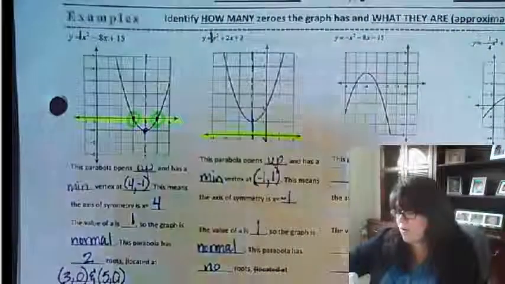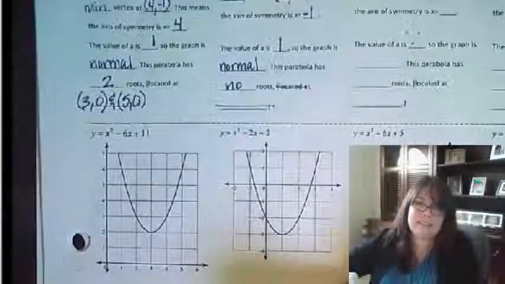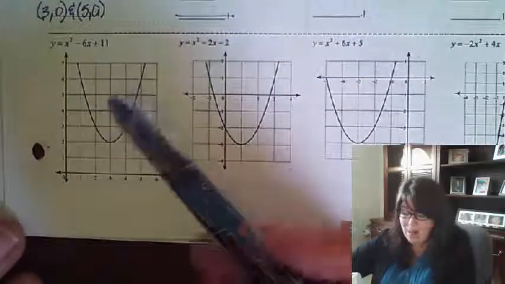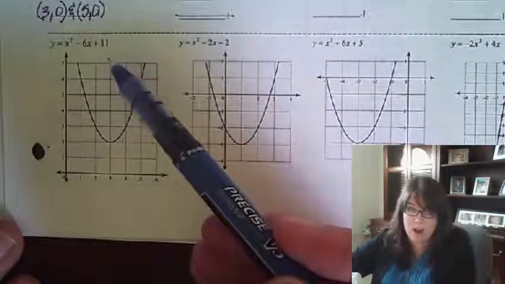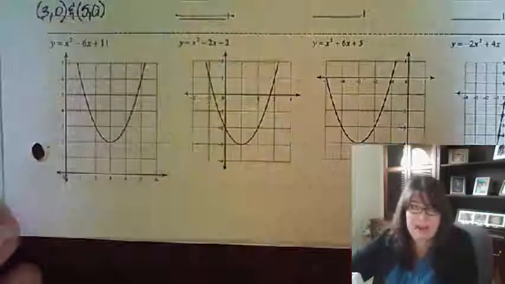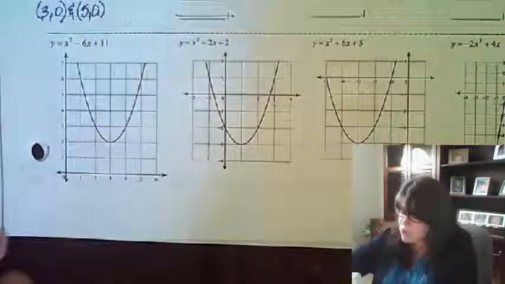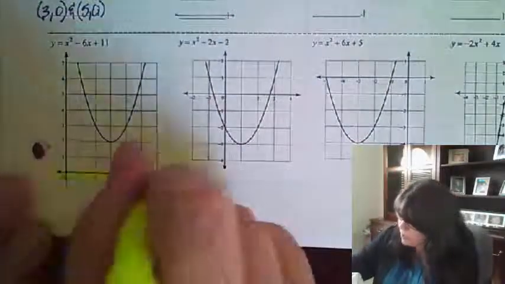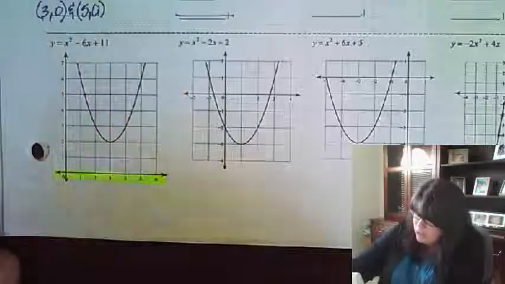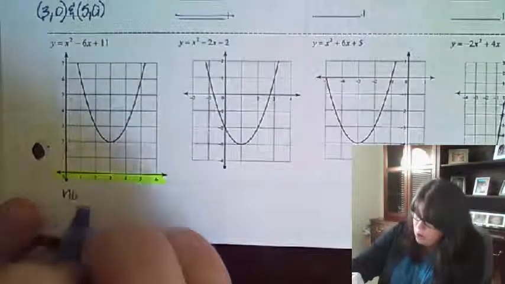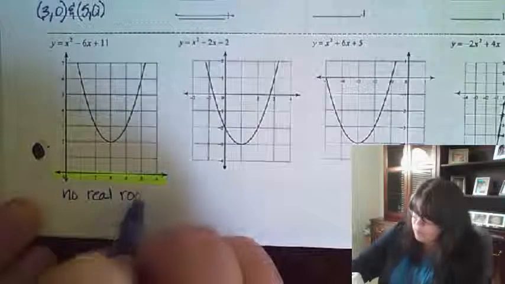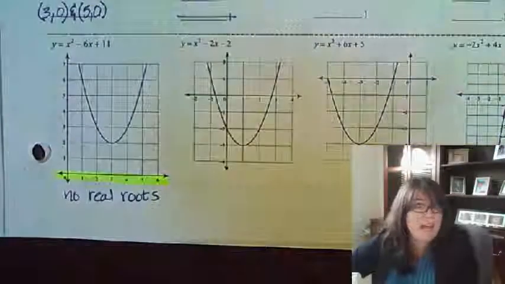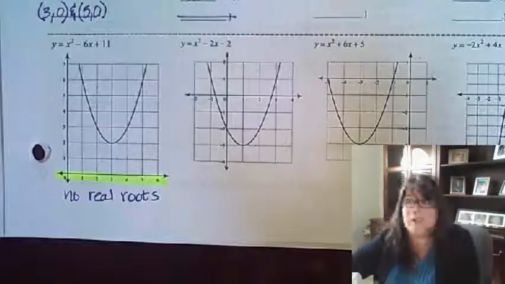Let's take a look at what we're going to do if there isn't a sentence frame, because sometimes there's not. So here they're asking us again, identify how many zeros it has and where they are. And if you need to, approximate if necessary. That was in our instructions. So here we have a graph looking again at the x-axis. Where does it touch the x-axis? It doesn't. So we would say that there are no real roots. Okay? There's no real roots. It doesn't touch the x-axis, so we can't look at it and give you a number because they're not there.